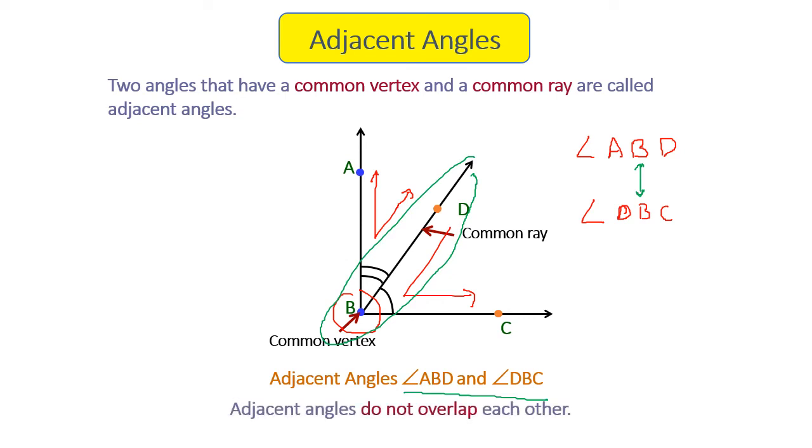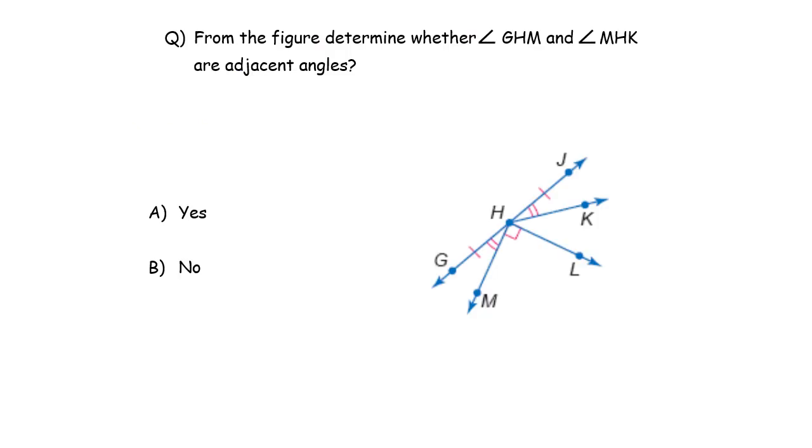Adjacent angles do not overlap each other, meaning they are adjacent to each other, but they are not overlapping each other. So from this diagram, you have to determine whether angles GHM and MHK are adjacent or not. So let's highlight them. GHM. It is talking about this particular angle, right?